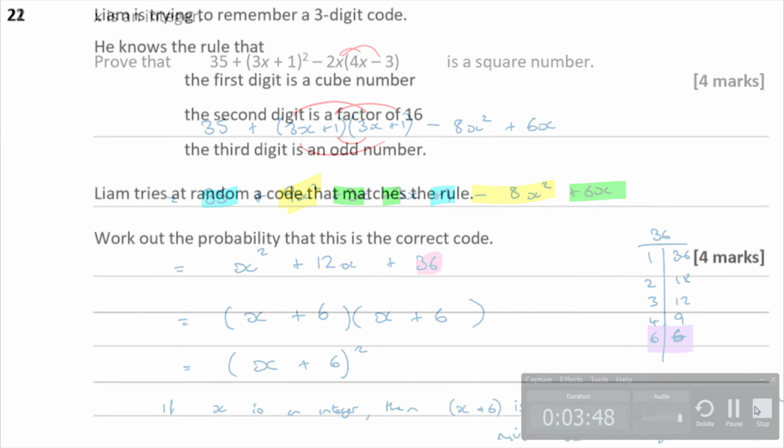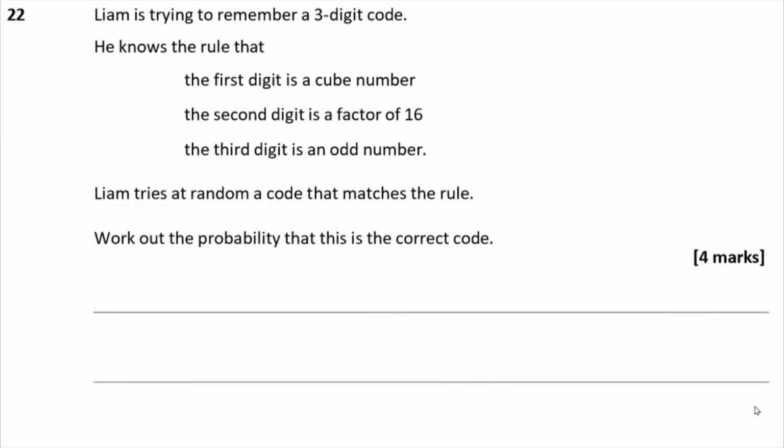Okay, done. Question 22. Liam is trying to remember a 3-digit code. He knows the rule that the first digit is a cube number, the second digit is a factor of 16, and the third digit is an odd number. Liam tries at random a code that matches the rule. Work out the probability that this is the correct code.